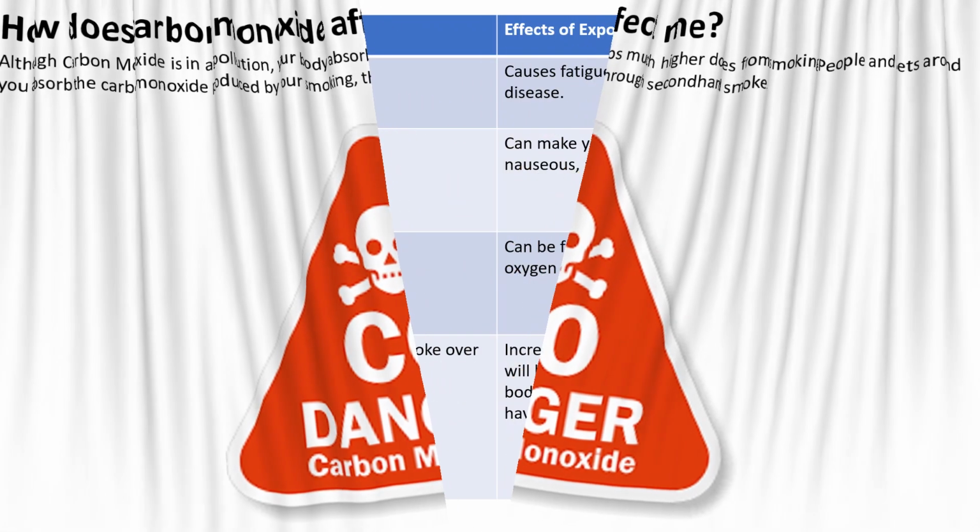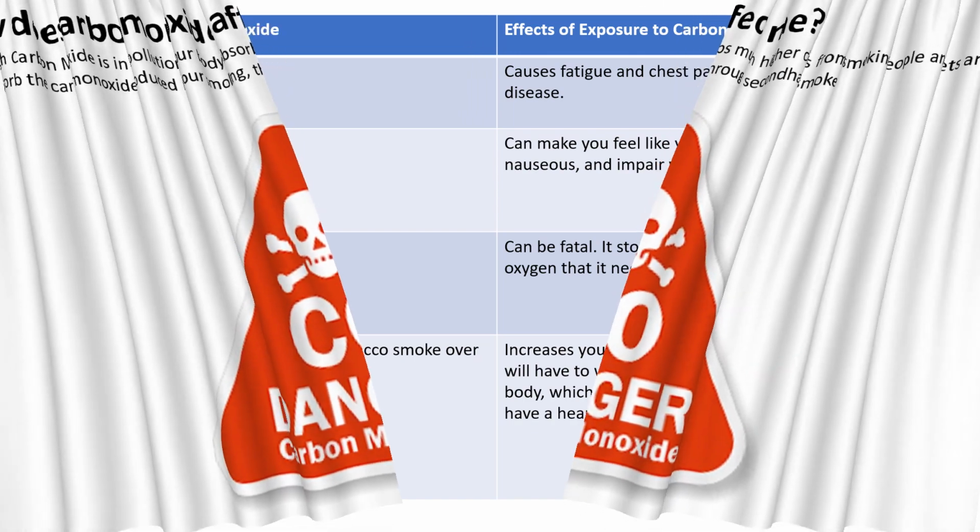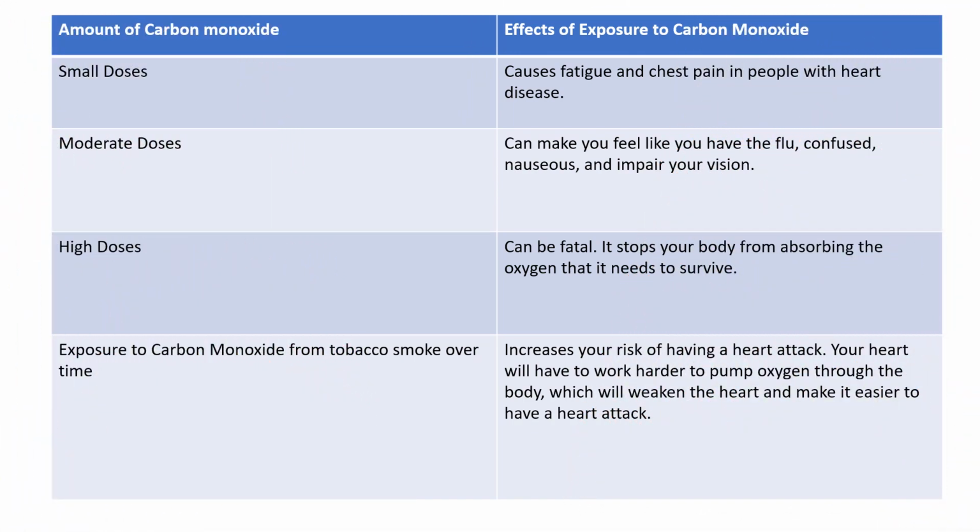So we have different amounts of carbon monoxide. Small doses can cause fatigue and chest pain in people with heart disease. Moderate doses can make you feel like you have flu, confused, nausea, and impair your vision. High doses can be fatal. It stops your body from absorbing the oxygen that it needs to survive. Exposure to carbon monoxide from tobacco smoke over time increases your risk of having a heart attack. Your heart will have to work harder to pump oxygen to the body, which will weaken the heart and make it easier to have a heart attack.